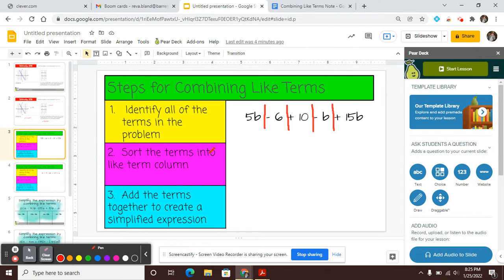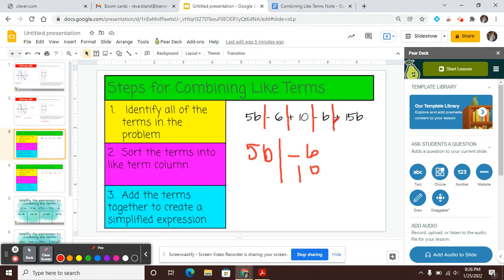So then I'm going to go ahead and sort those into like term columns. I'm going to start with that 5b. We've got 5b. That's one of them. My next one, -6, is not like 5b because it does not have the same variable. So I'm going to go ahead and put my -6 there. I know these are looking weird. My +10 is not like 5b, but it is like -6. So I'm going to put my 10 here.